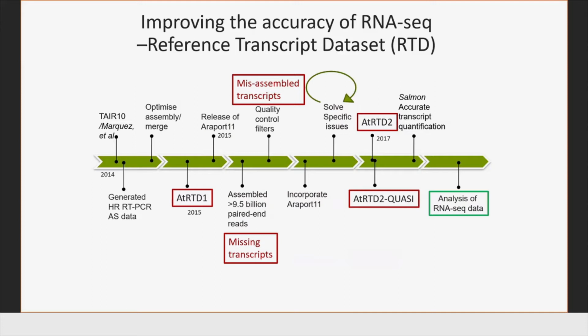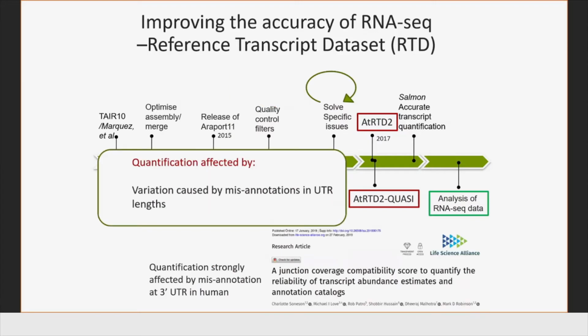And then at that time, Araport11 was published. So we decided to incorporate Araport11 to make the annotation more complete. Then we came across another issue, because Araport11 tends to have very long UTR regions. And we identified that the variations caused by misannotation at the UTR regions actually affect the quantification results as well. This was later confirmed in a different study published by Mark Robinson's group, which is also one of the top statistical groups for RNA-seq data. They identified the same problem in human data as well. So quantification is strongly affected by misannotation of the 3' UTR.